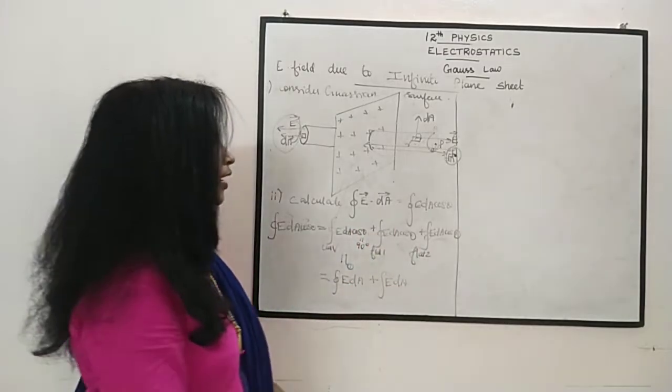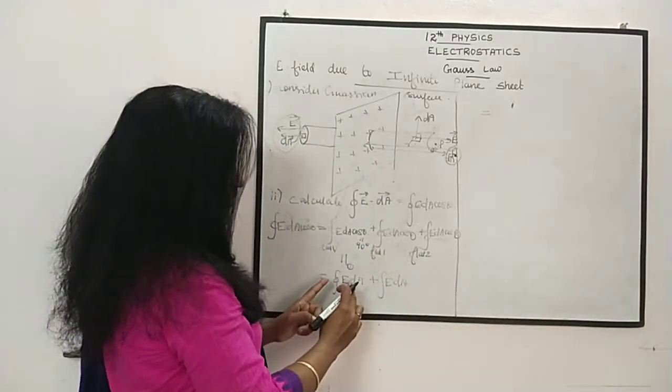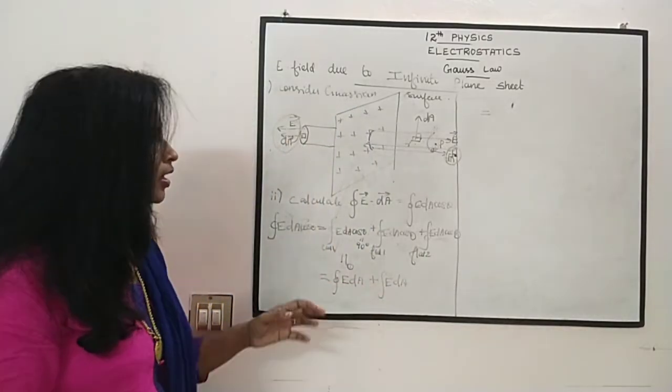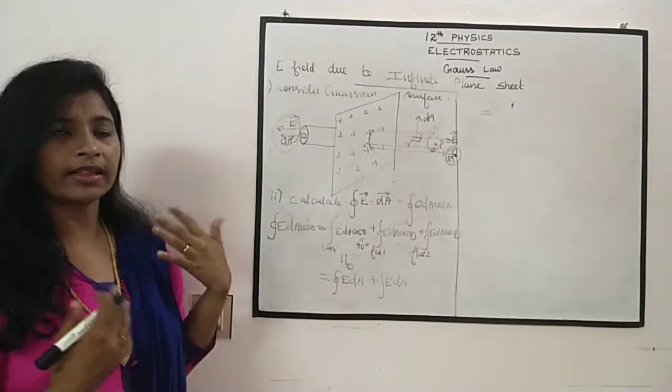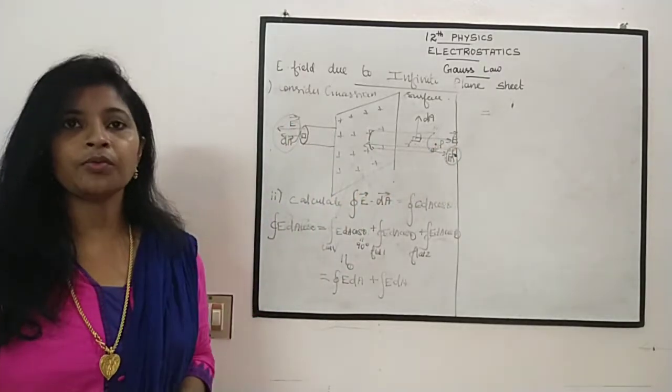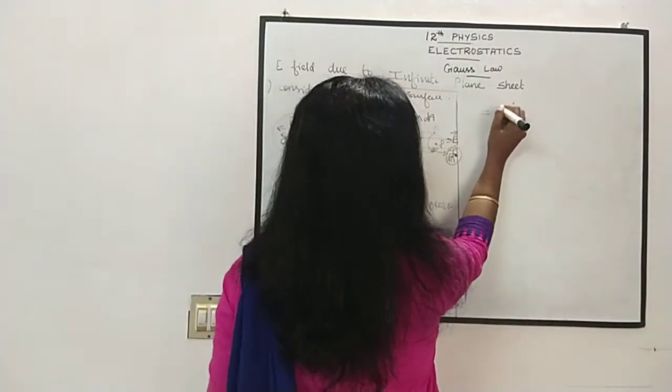Now, in both these terms we can say that E is constant, because on the flat surface E is constant at every point. Whichever point you look at, E will be the same. So we can take E as a constant.